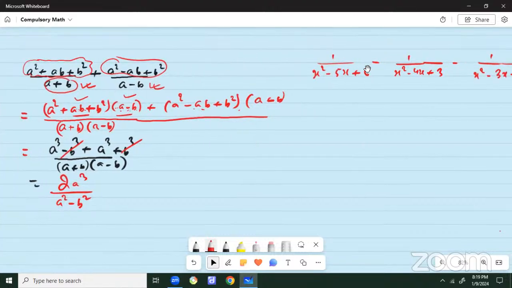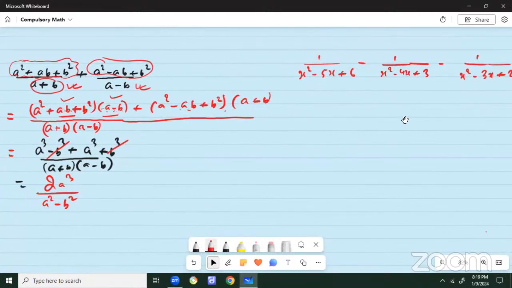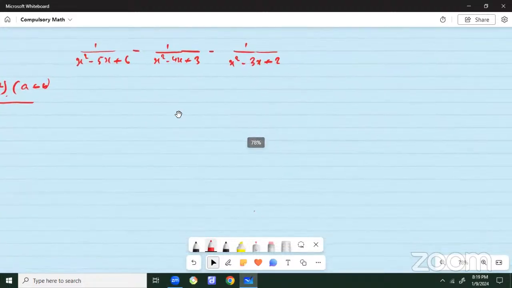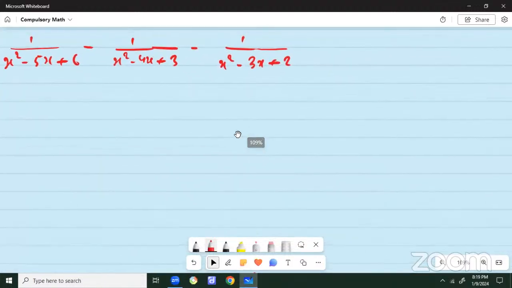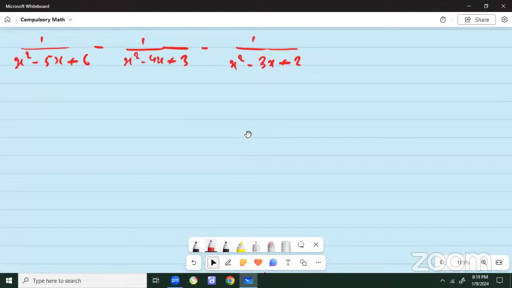Can we solve this one in a similar manner, or do we have to think another way? Any idea? Anyone? We have to think another way, sir. Okay, very good. What is the other way? What is your idea then? Why do you think that we have to factorize? Factorizing the denominator. Okay, all right.